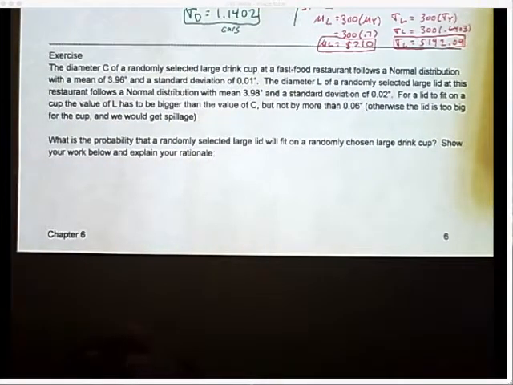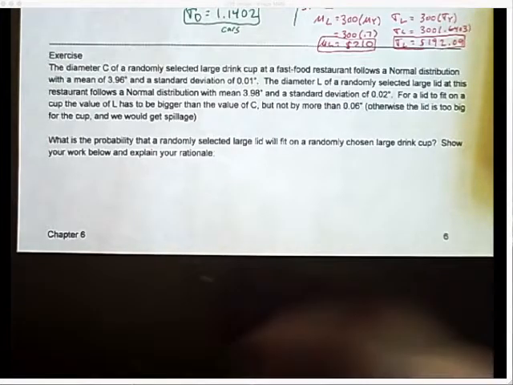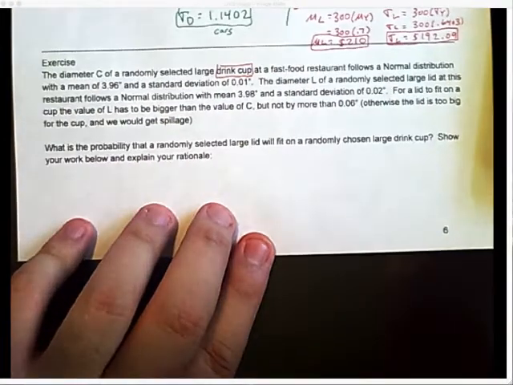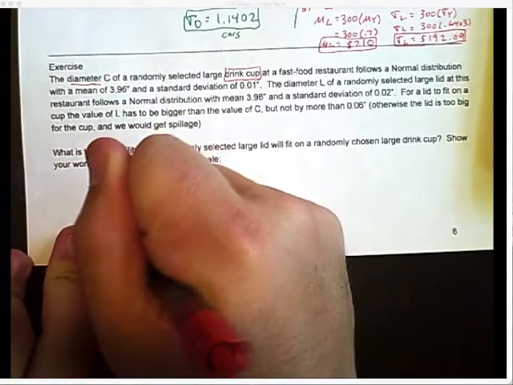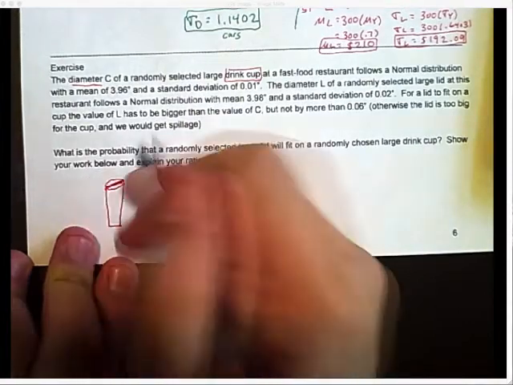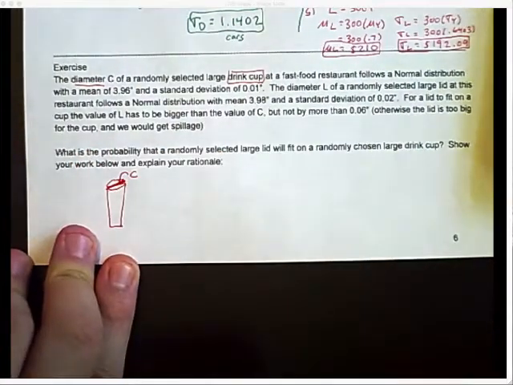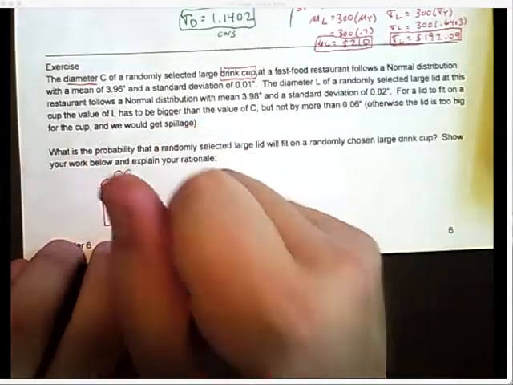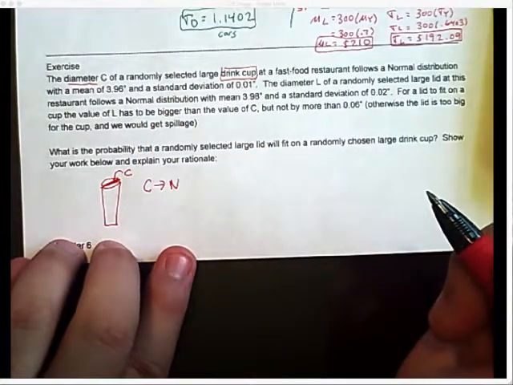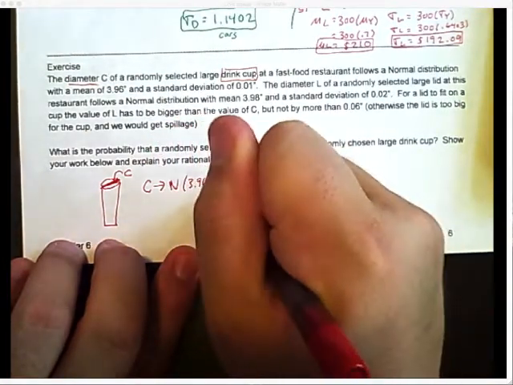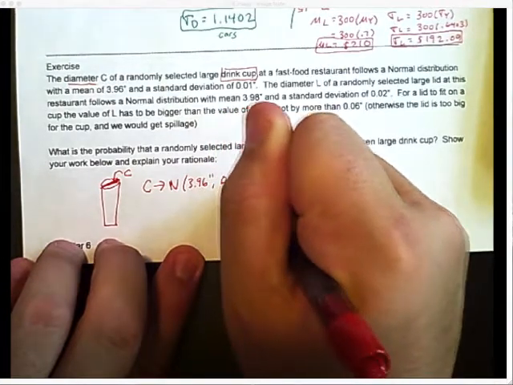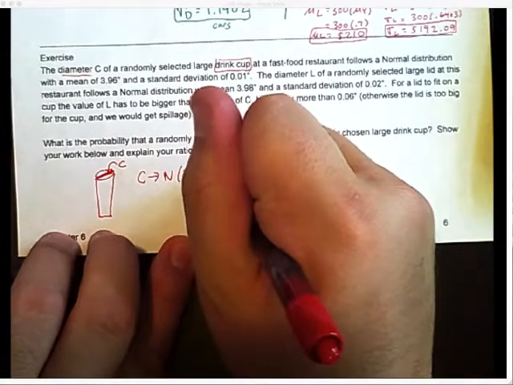So it says the diameter, C, of a randomly selected large drink cup at a fast food restaurant follows a normal distribution. Okay, so let's just highlight some important pieces of information here. On the cup itself, the cup diameter, so if we have a cup, here's my cup, this diameter across the top of the cup is C. So C follows a normal distribution with a mean of 3.96 inches and a standard deviation of 0.01 inch. Okay, that's the mean, that's the standard deviation.